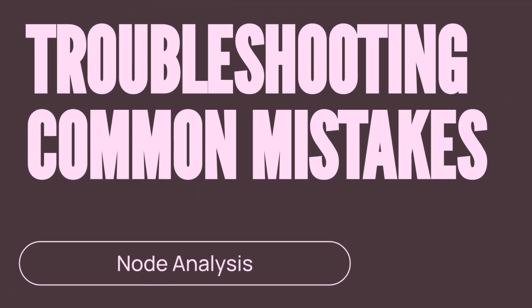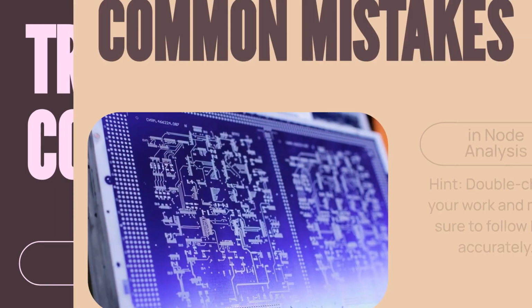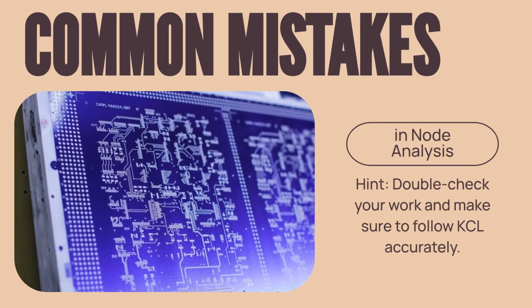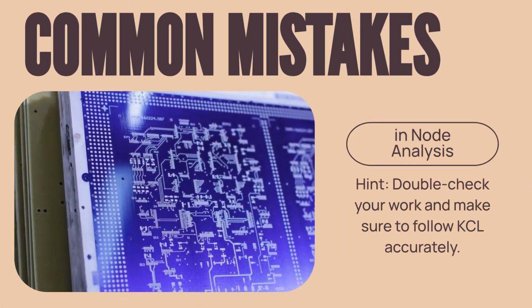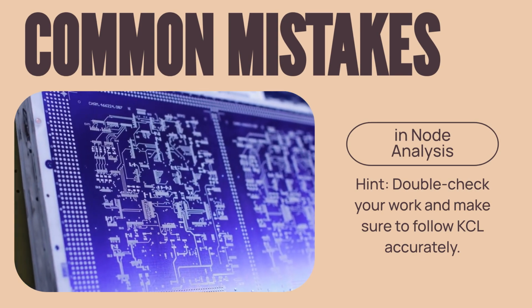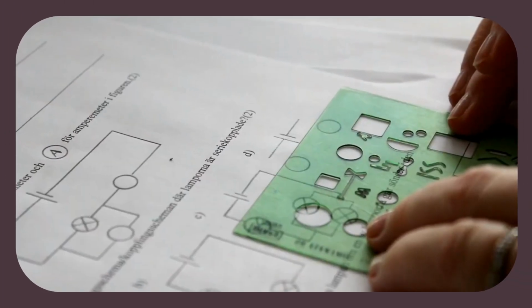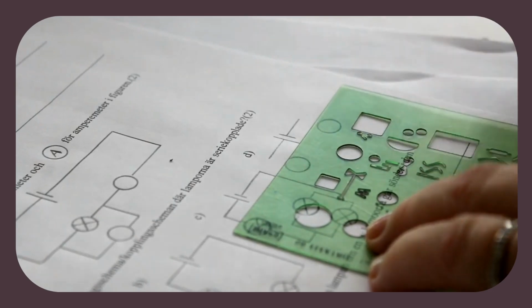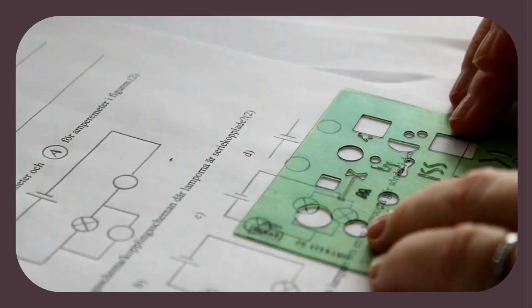When performing node analysis, it's important to avoid common mistakes. One mistake is forgetting to include all the currents entering and leaving a node. Another common mistake is confusing current directions. Remember, current flows from positive to negative. To avoid these mistakes, carefully analyze the circuit and pay attention to the direction of currents.